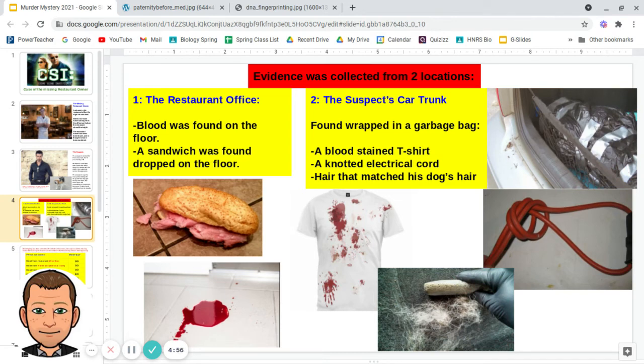The second crime scene where they found some evidence was the suspect's own car trunk. And in that car trunk, wrapped in a garbage bag, they found a blood-stained t-shirt, a knotted electrical cord, and hair that matched his dog's hair.